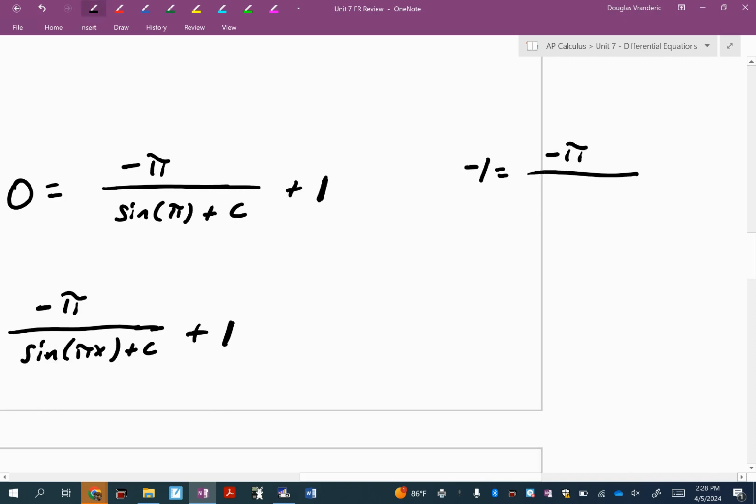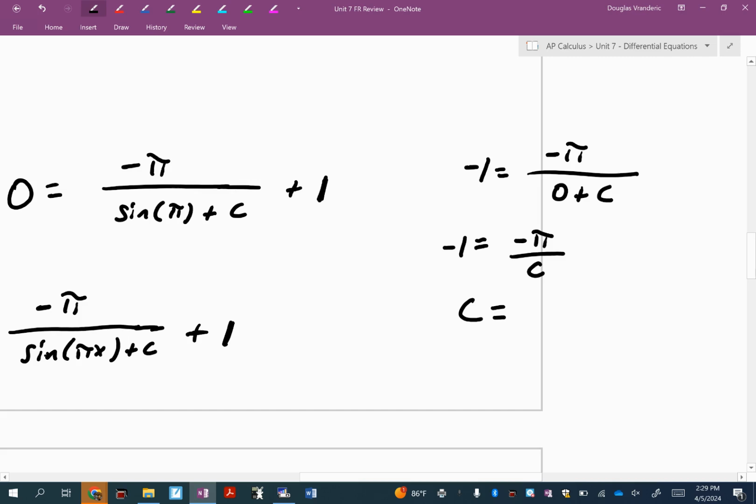You know what? Actually, let's do this. We know the sine of pi. What is the sine of pi? It's 0. So this is really just -1 equals the opposite of pi over c. If you do some rearranging algebraically, where can I move this c? To the left side where it comes into the numerator. If I move this -1 to the other side with division, it's the opposite of pi over -1. That's a negative over a negative. So c equals, say it one more time.